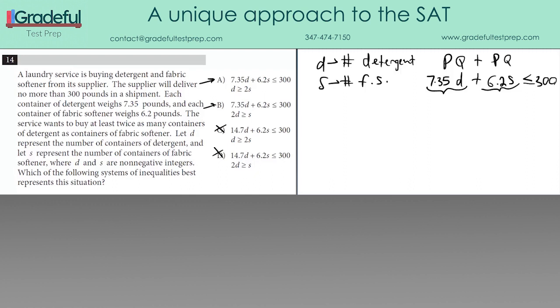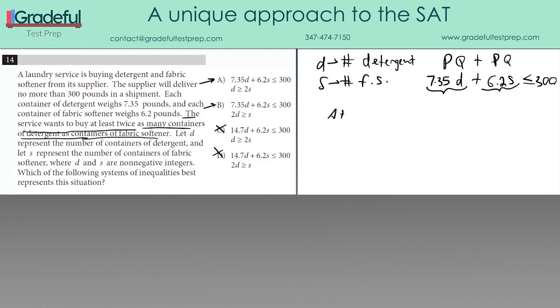But now getting into the tougher expression, it says, the service wants to buy at least twice as many containers of detergent as containers of fabric softener. So first off, there's the idea that we're going to set up an equality and convert that to an inequality. We'll talk about that in a second. But also, there's a rearranged wording here. Usually you can take an equation the way it's said and make an equation right out of it. But there are a few wordings that are used where it's very difficult to literally write the equation from the verbal expression.